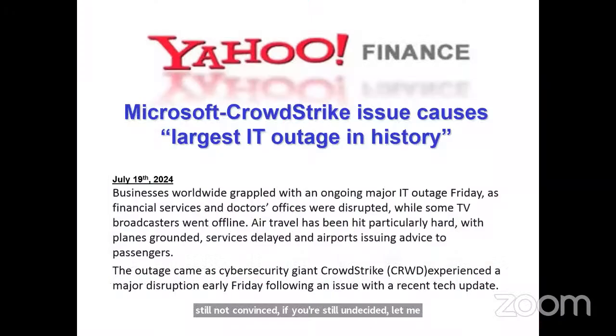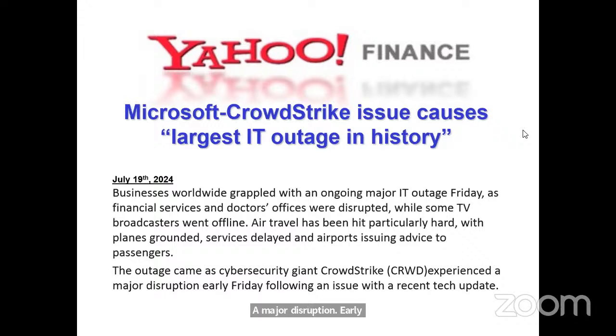All right. Yahoo Finance reported on Friday, just this past Friday, and we all remember this: Microsoft CrowdStrike issue causes largest IT outage in history. This was Friday, July 19th. Businesses worldwide grappled with an ongoing major IT outage on Friday as financial services and doctors' offices were disrupted, while some TV broadcasters went offline. Air travel has been hit particularly hard, with planes grounded, services delayed, and airports issuing advice to passengers. Now, the outage came as cybersecurity giant CrowdStrike, CRWD, experienced a major disruption early Friday following an issue with a recent tech update.